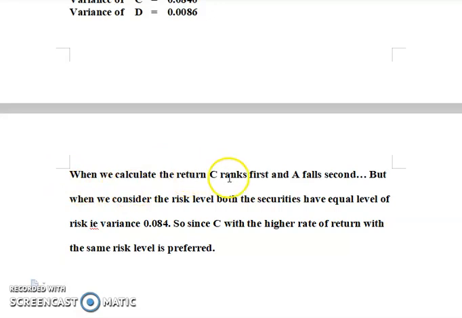So when we calculate the return, C ranks first and A falls second. But when we consider the risk level, both securities have an equal level of risk, for example 0.084. But when discussing the rate of return, C comes with the highest rate of return. When you consider the same risk level, people will go for the one that yields the higher return. So in this calculation, we prefer to take security C.